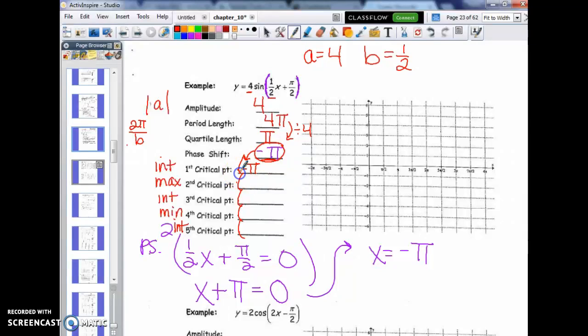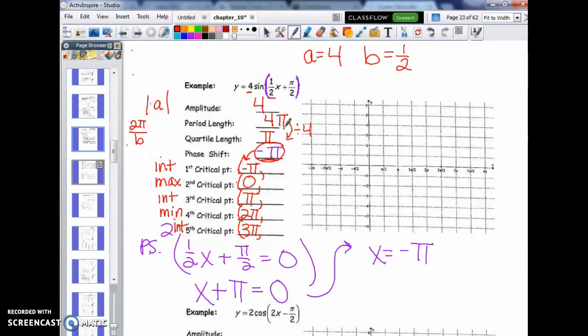So here I'm going to take negative pi plus pi to get 0. Then 0 plus pi to get pi. Then pi plus pi to get 2 pi. And 2 pi plus pi to get 3 pi. So I have all my x coordinates. I want to do a spot check real quick. The length of a graph that starts at negative pi and ends at 3 pi is a length of 4 pi. Perfect. That is what my period length is here.